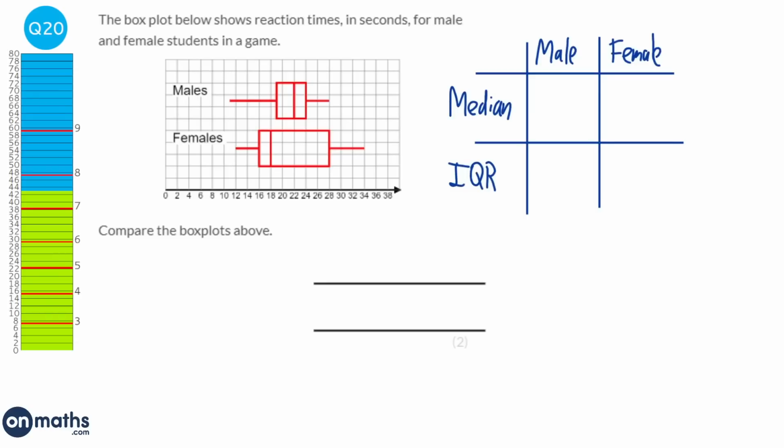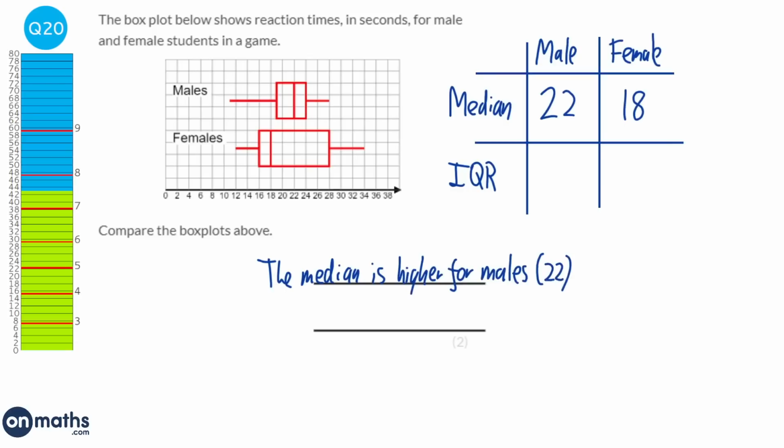So the median for male is this line here. If you look down, that is 22. And for females, it's this one here. If you look down, that's 18. And we just go write a sentence. So you say something like the median is higher for males (22), always show your values, than for females (18). Okay, easy.